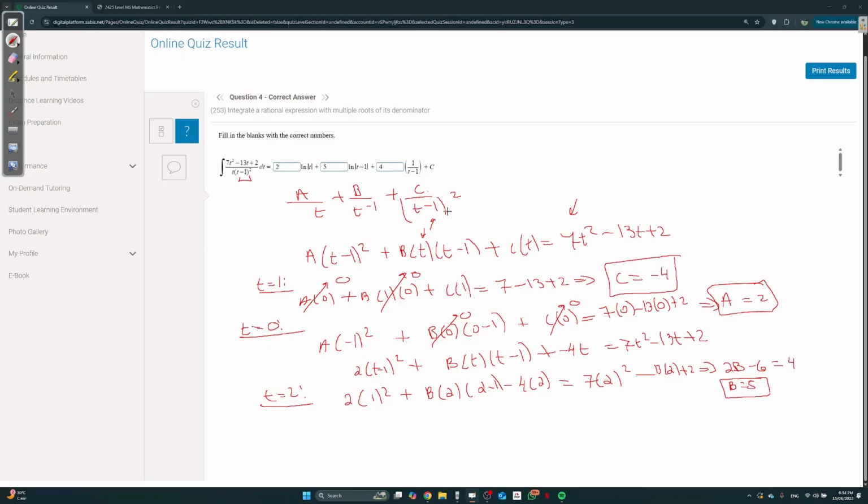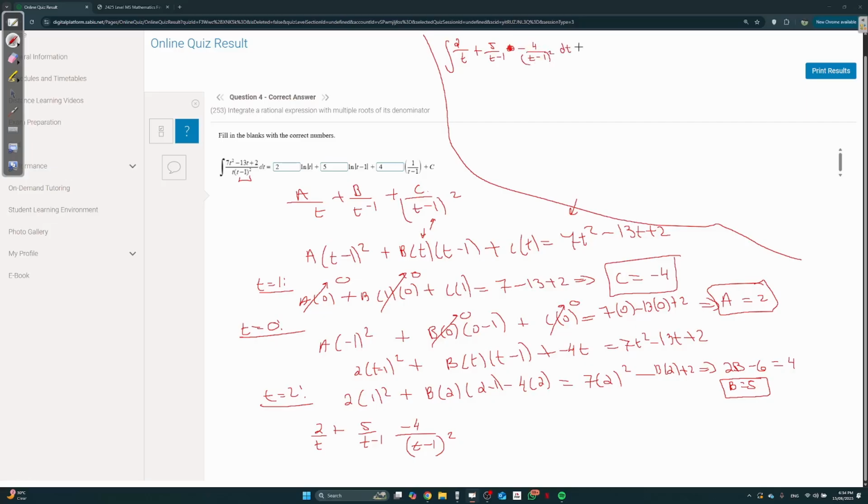We now have a, b, and c. Can we go back to our partial fraction? Yes, we can. So now we can finally integrate, because we know what a, b, and c is. So a is 2, so 2 over t, plus b, which we know is 5 over t minus 1, plus c, which we know is minus 4, so minus 4 over t minus 1 squared. So, can we integrate now? Yes, we can. I'm going to choose all the space on the top here as my integral. Let's integrate. So, we need to integrate 2 over t plus 5 over t minus 1 plus minus 4 over t minus 1 squared.